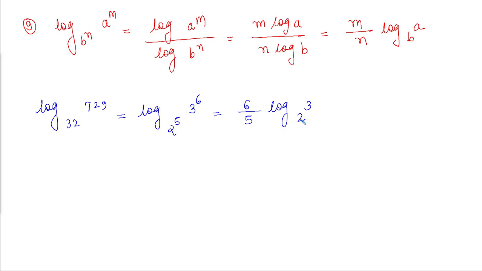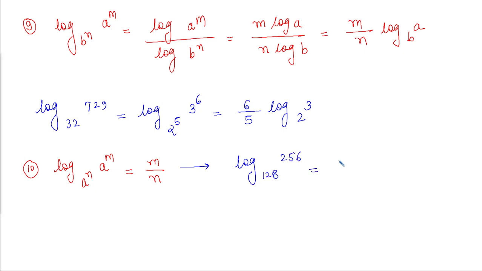Now after this, the 10th property is log of a to the power m to the base a to the power n is going to be how much? This is equal to m divided by n into log a to the base a, that is equal to 1. Okay, for example, look here. If I want to find the value of log of 256 to the base 128, this is going to be how much? 256 is 2 to the power 8 and 128 is 2 to the power 7. So log of 2 to the power 8 to the base 2 to the power 7 is going to be 8 divided by 7.